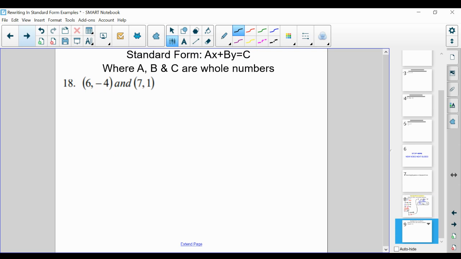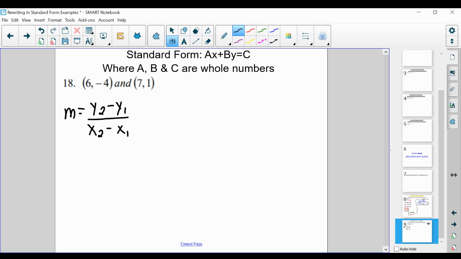All right, let's talk about problem number 18. One of the things that I notice about problem number 18 is that we're given two coordinate points. The first thing that I think of when I'm given two coordinate points is I know I can calculate the slope. We know how to calculate the slope between two coordinate points. It's the change in y over the change in x. As a quick refresher, the second y value minus the first y value divided by the second x value minus the first x value.